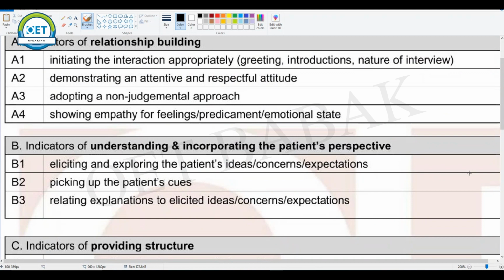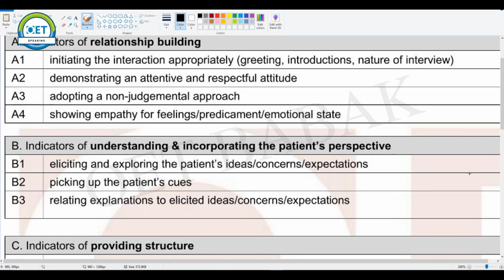What is elicit? Clarifying, or yeah, to identify. Identifying, yeah, and exploring. That's what you mentioned, that after we find out, we need to ask more questions about that. Eliciting and exploring the patient's ideas, concerns, expectations. And the more we know, the better we can address the problem. So if we know exactly the idea, the concern, the expectation, we can answer to those.